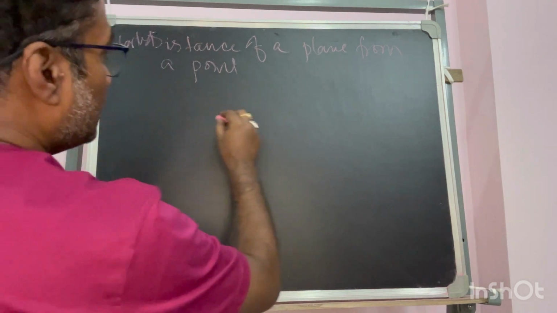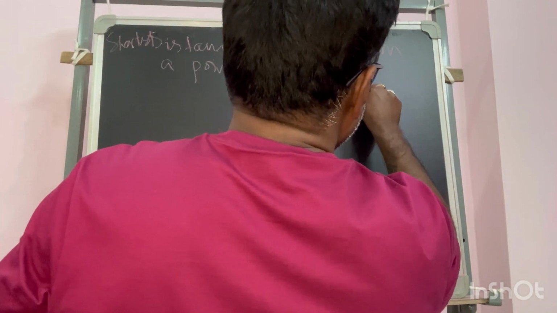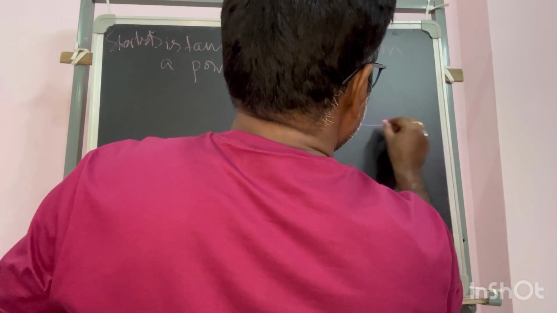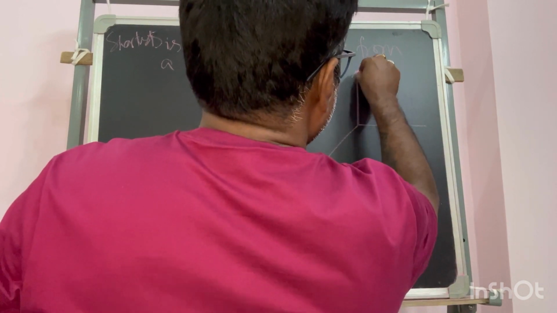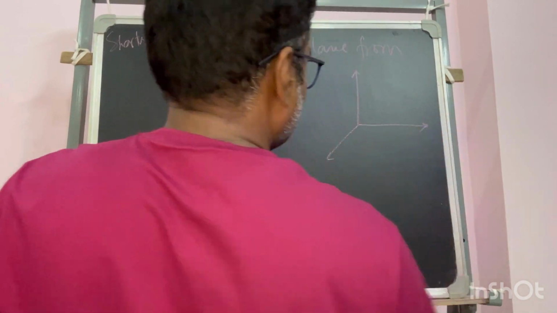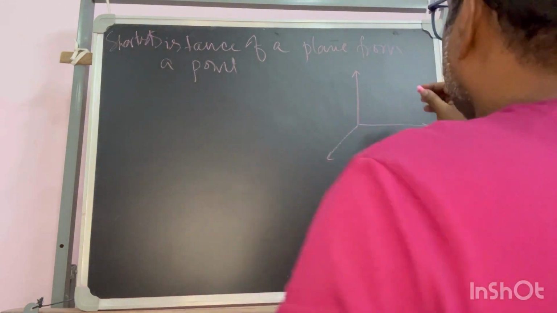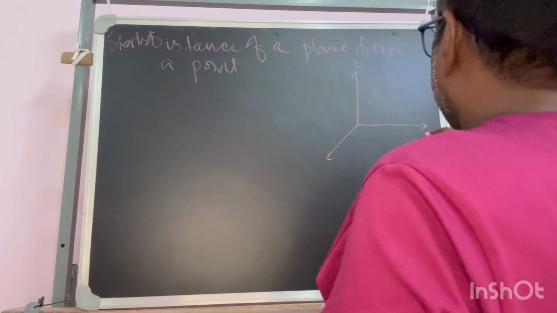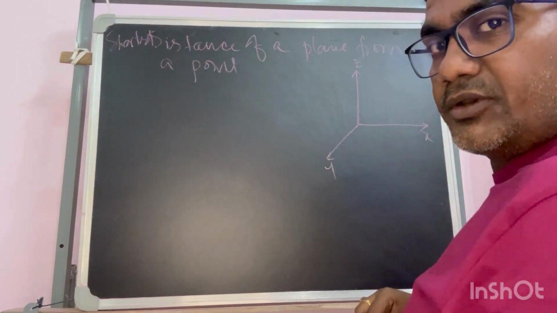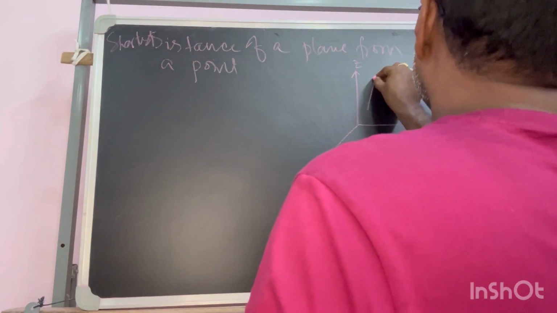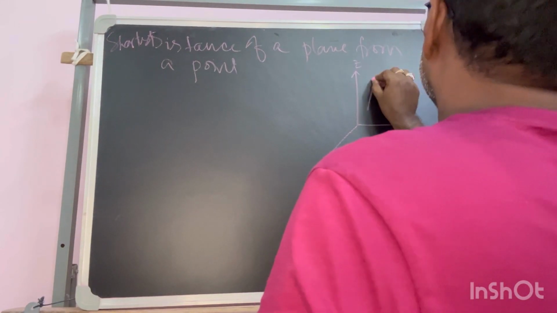So how will you do that? For that we'll make some assumptions and put some conditions on it. We have assumed a Cartesian system, that is x, y and z. Okay, so now this is the plane we have assumed.